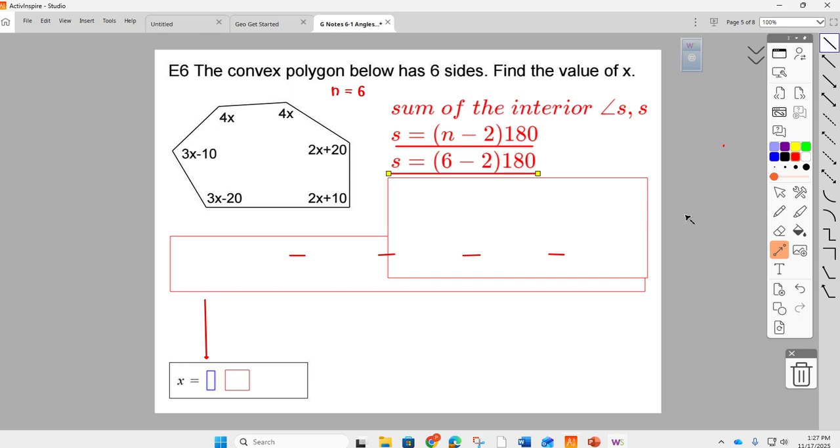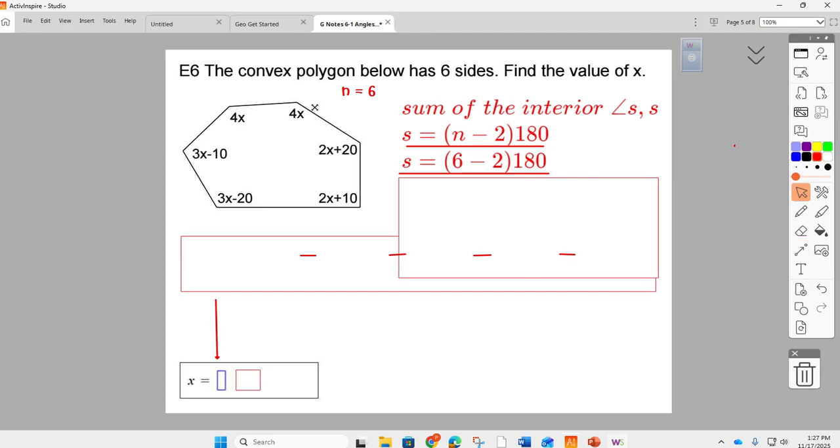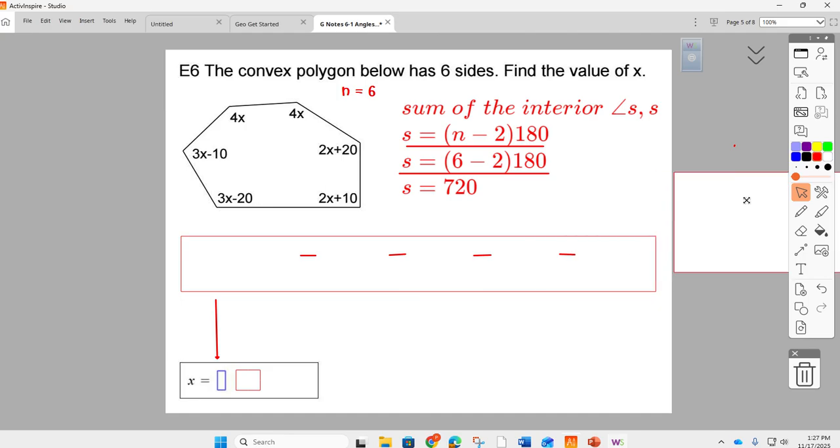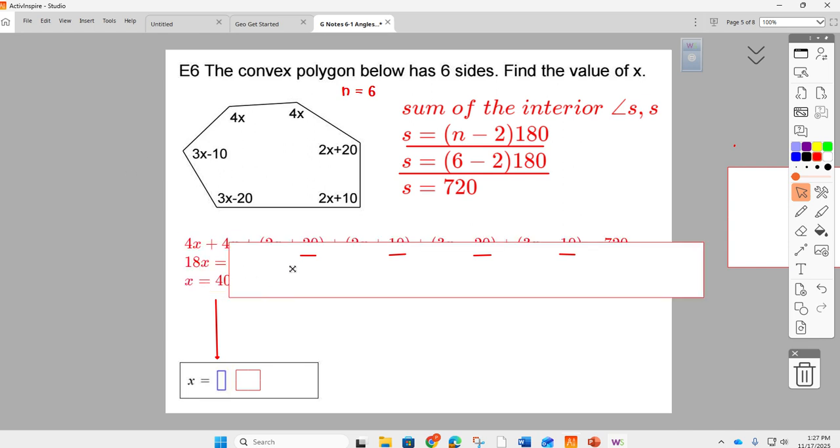So it's 4 times 180 is really what it amounts to, right? We know that all of these angles, there's 6 sides, there's 6 angles. They have to all add up to be 720. So 4x plus 4x plus 2x plus 20 plus 2x plus 10 plus 3x minus 20 plus 3x minus 10. All of these algebraic expressions represent the measure of these 6 angles. We're going to set them equal to 720.